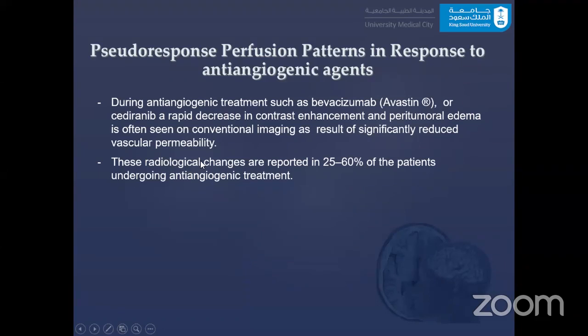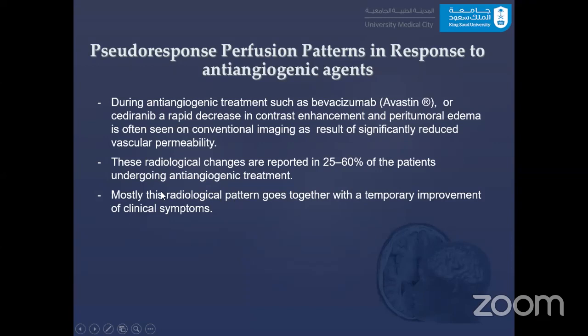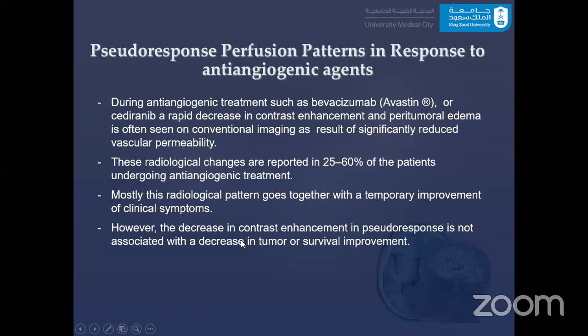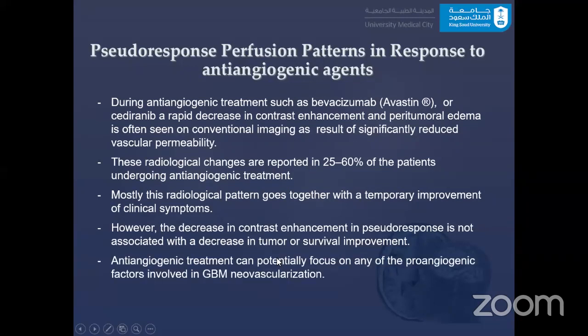These radiological changes are reported in 25 to 60 percent of the patients undergoing antiangiogenic treatment, and mostly this radiological pattern goes together with a temporary improvement in the clinical symptoms. However, the decrease in contrast enhancement and response is not actually associated with improvement in tumor survival. Antiangiogenic treatment can potentially target any of the prognostic factors involved in GBM.